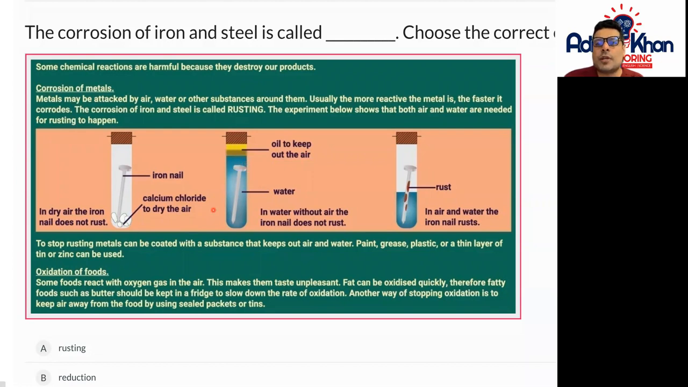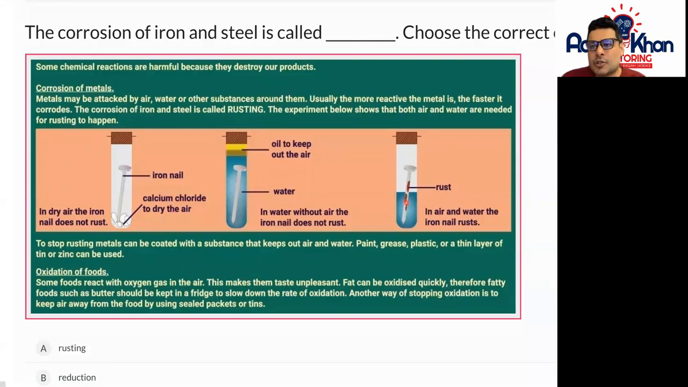You've got a nail in water, and in water without the air, the iron nail does not rust. Okay, so in water, we've got a nail, but the iron nail does not rust. And the only reason it doesn't rust is because there is no air inside. So we're trying to prove that you need air and water for metal or iron to rust.